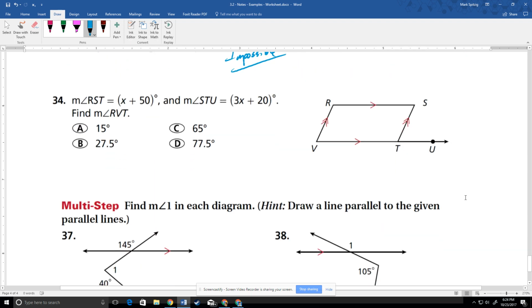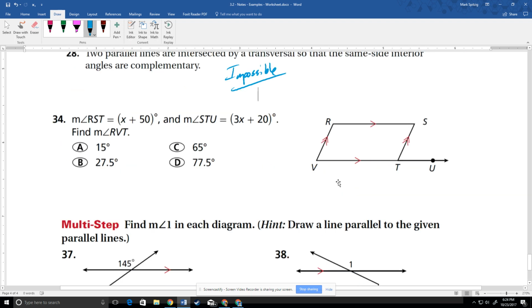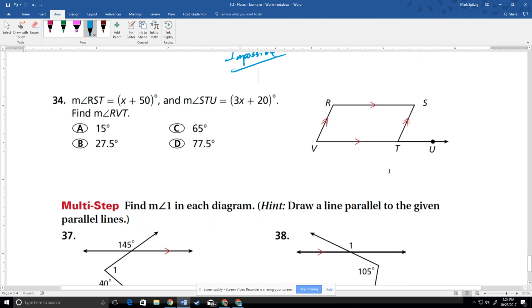Okay. A couple more. We have the measure of angle RST. RST is going to be x plus 50. So I'm just drawing in the diagram what I got. STU is going to be 3x plus 20. And I want to find the measure of RVT. So this angle right here.